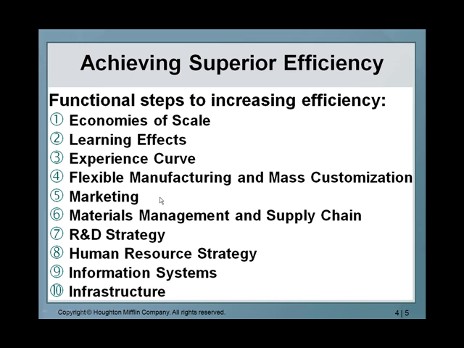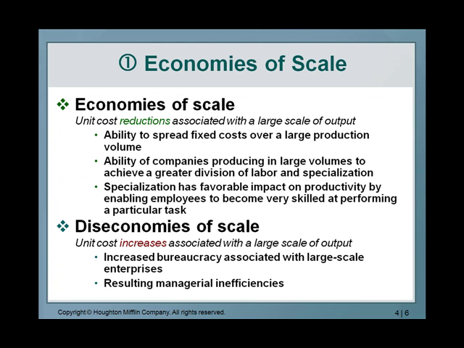I'm not necessarily going to go through all of them. I'm going to go through a few of them and give you an idea about how these, in fact, help to increase efficiency. We look at the first one, economies of scale. We've spoken about this before, and we argue that economies of scale give the firm the benefit of reducing its cost structure by reducing the additional unit costs associated with production on a large scale.